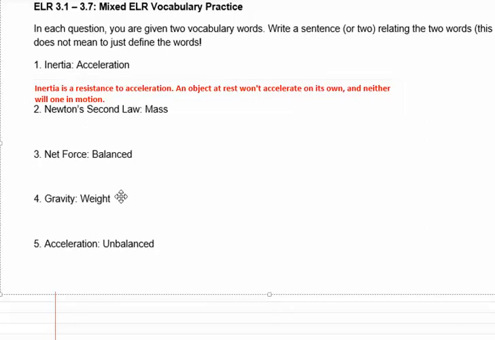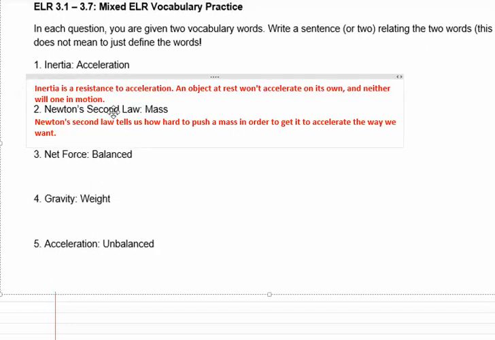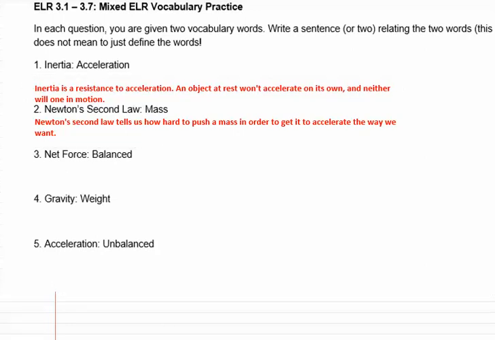For number 2, Newton's second law and mass, the way that I related those two is by saying that Newton's second law tells us how hard to push something in order to get it to accelerate the way that we want. So with Newton's second law, it is of course F equals ma. In this equation, the force is how hard we have to push. The mass is right there. That's the part that we're relating it to. That's how hard we have to push it in order to get it to go this acceleration.